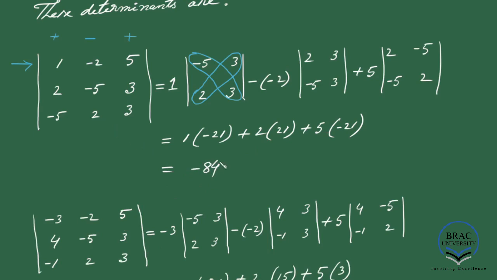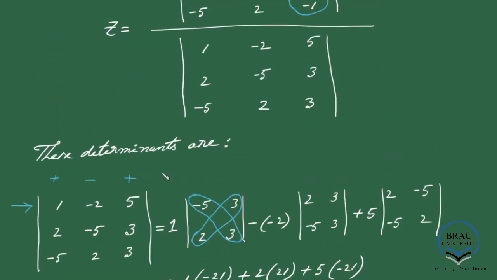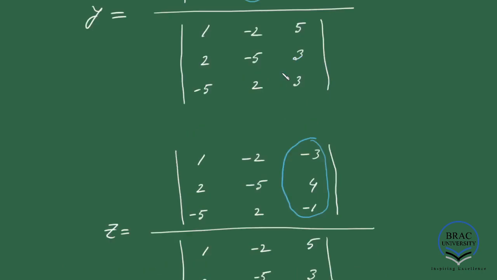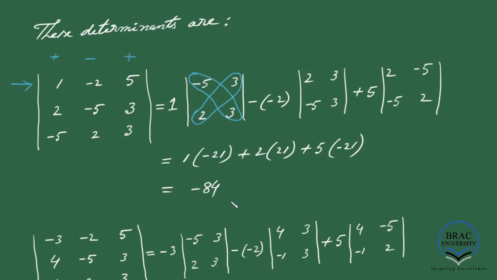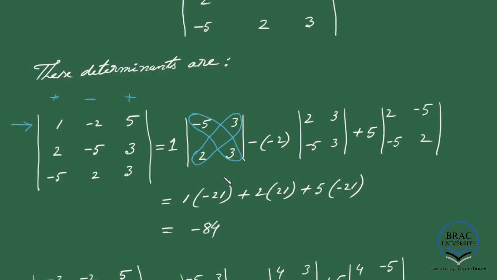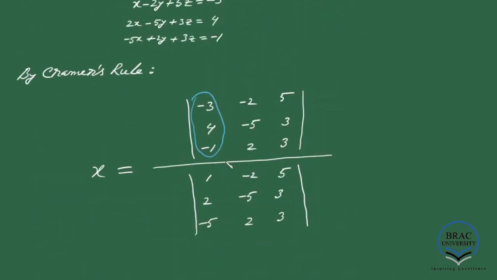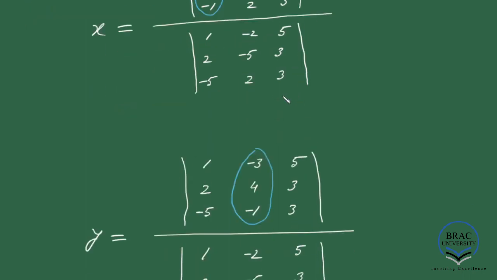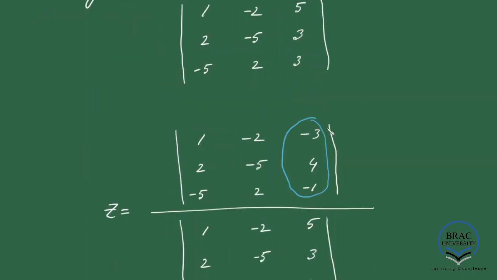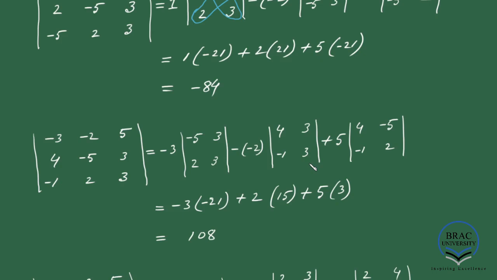So this is not 0. This was the denominator determinant. All of these denominators are the same, and we figured out that the denominator determinant is not 0. It's non-zero, which is good, so we can find a unique solution. Now we can go ahead and calculate all the numerator determinants. At first we calculate the numerator determinant for x, then for y, and then for z. So let's go ahead and calculate them.